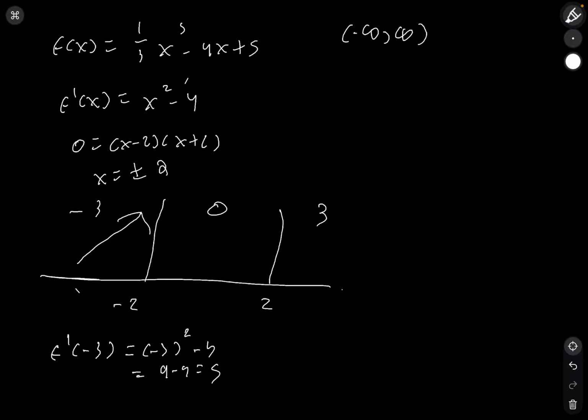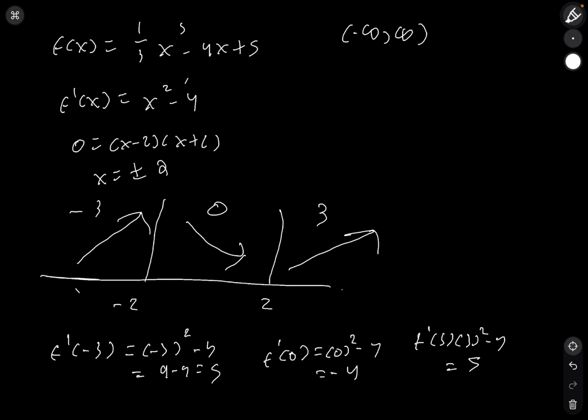And then let's do 0. f prime of 0 is equal to 0 squared minus 4, which is equal to -4. So at this interval, this is decreasing. Now let's do f prime of 3, which is 3 squared minus 4, which is equal to 5. So from here, we know that from 2 to infinity and beyond, it's increasing.